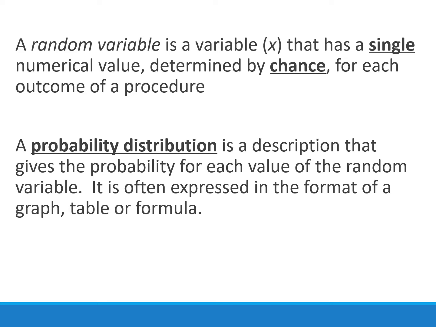A probability distribution lays out all the different outcomes that a random event can have along with their associated probabilities. Oftentimes we'll see it expressed as a table.